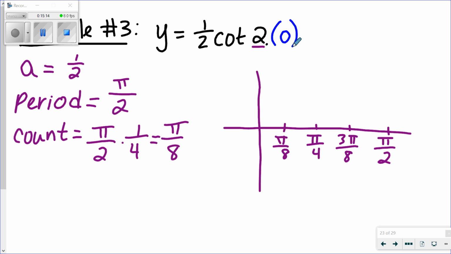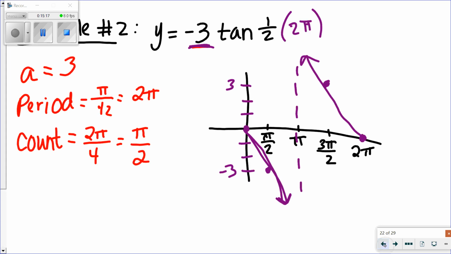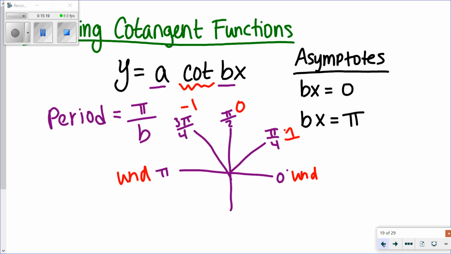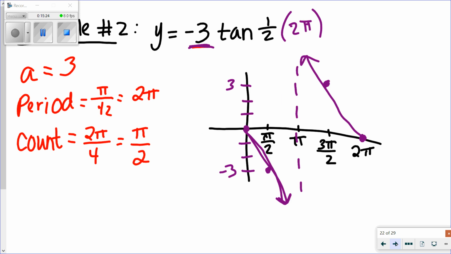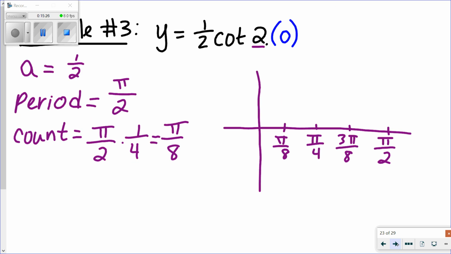Well, 2 times 0 is 0, and the cotangent at 0, well, if I jump back over here, here's my cotangent at 0, it's undefined, which means at the point 0, 0, we are drawing a vertical asymptote, not horizontal. Next, we plug in pi over 8. If I plug in pi over 8, we get 2 pi over 8, which is pi over 4. Cotangent at pi over 4, if you look back at your graph, is 1. And 1 times 1/2 is 1/2.